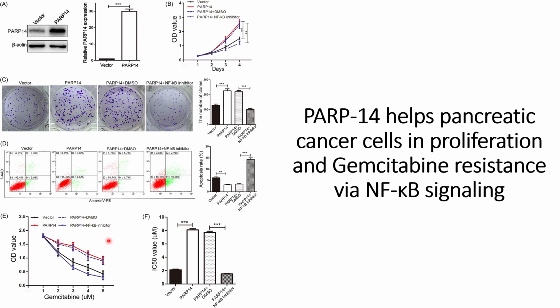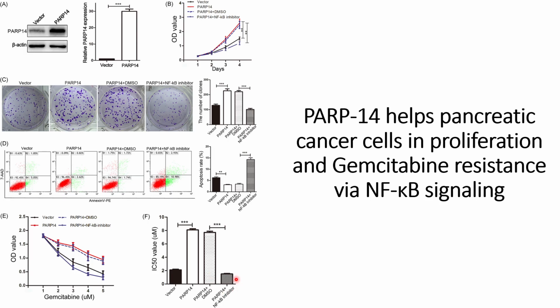So this indicates that NF-kappa B helps the pancreatic cancer cells in survival, and its function is accelerated in the case where PARP-14 is also overexpressed. And when they checked the IC50 value, that is the quantification of panel E in panel F, they were able to see that the IC50 value for high expression of PARP is high compared to the case where high expression of PARP-14 plus NF-kappa B inhibitor is used.